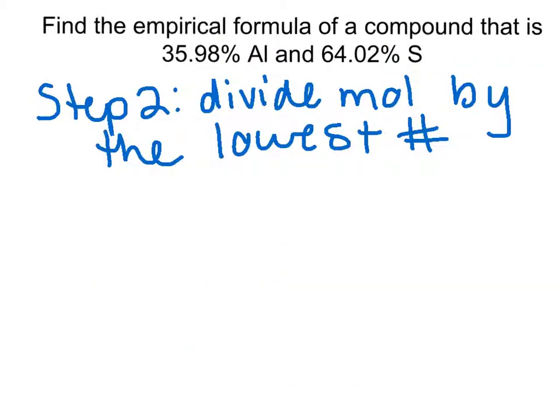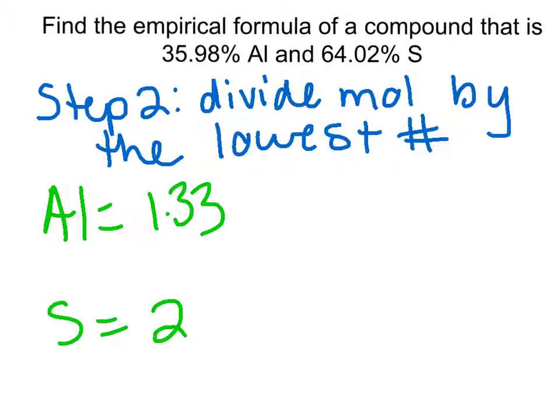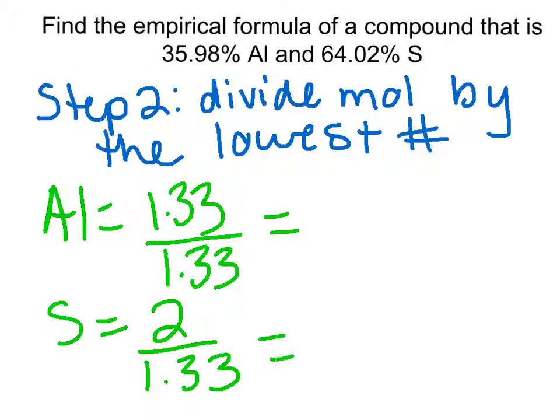The next step is to take those numbers and divide them by the lowest. So for aluminum, we had 1.33, and sulfur, we had 2. Looking at those numbers, 1.33 is the smaller, so we're going to, for both, use 1.33, and aluminum will end up with 1, and sulfur, we end up with 1.5. Okay, you will always obviously have one of them have 1 for an answer, since that's the number that was the smallest. Okay, so that's step 2.